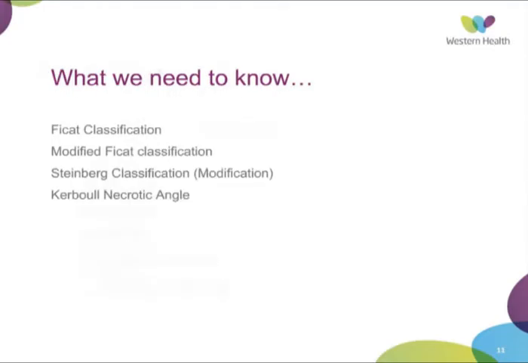For the exam, what I think you need to know are these basic ones, which is the FECAT and the modified FECAT, which I think is more relevant. Be aware of the Steinberg classification, which is also the University of Pennsylvania classification, which is more a research tool. And the Kerboul necrotic angle, which is something that I hadn't heard of until studying for this exam, and one that I don't think most people use day to day when they see patients with avascular necrosis.